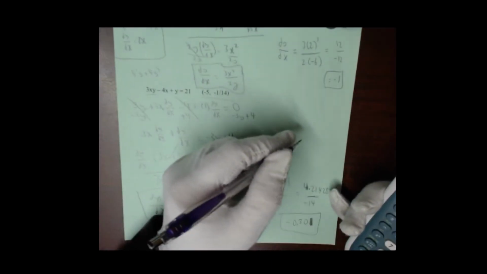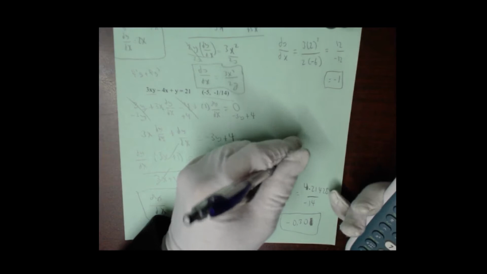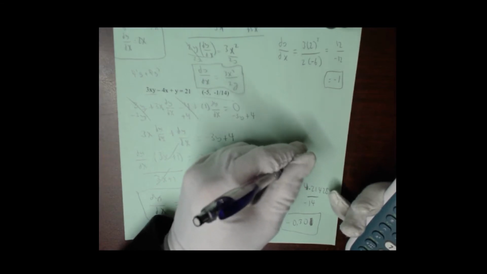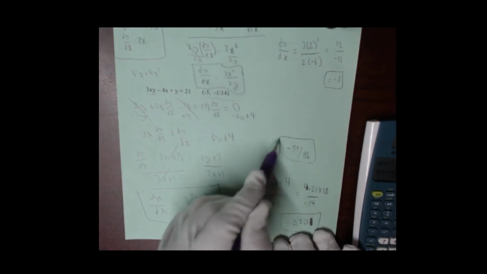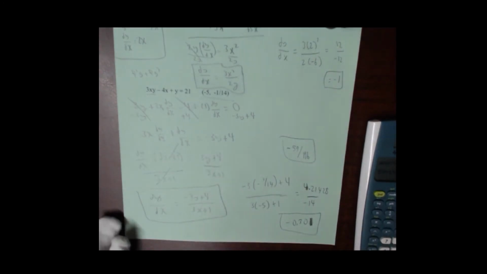And the answer that the book got was a fraction, which we could have also found, -59 divided by 196. So if I do 59 divided by 196, I get the exact same answer. So you can do it with fractions if you want. It takes a little longer, or you can get the decimal. And that's it. That's how you find implicit derivatives.